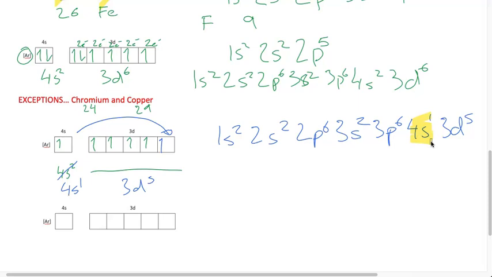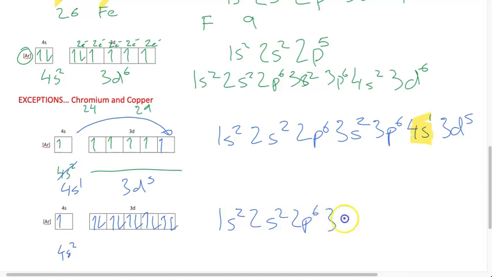Copper works on the same principle. Okay, so what we'd normally expect is for this to be 4s2, and because it's 29, this 3d to have 9 electrons. But it's going to do the same thing. One of the 4s electrons is going to come in to fill the 3d orbital to make it more stable. So your electron configuration for copper ends up being 1s2, 2s2, 2p6, 3s2, 3p6, 4s1, 3d10.